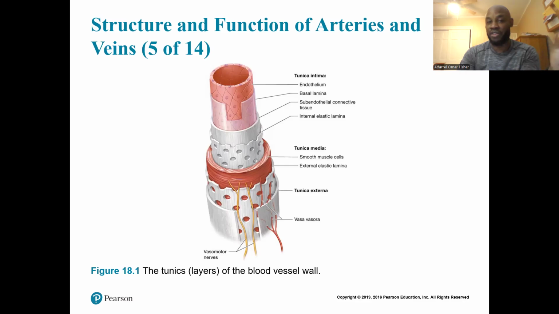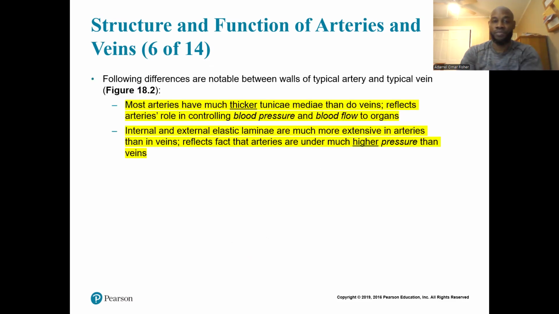So you have the inner layer, the endothelium, smooth, simple squamous, easy to travel over. You have the tunica media, that's where you have the muscle, and then you have the tunica externa, connective tissue, which keeps it from expanding too much and protects the blood vessel.